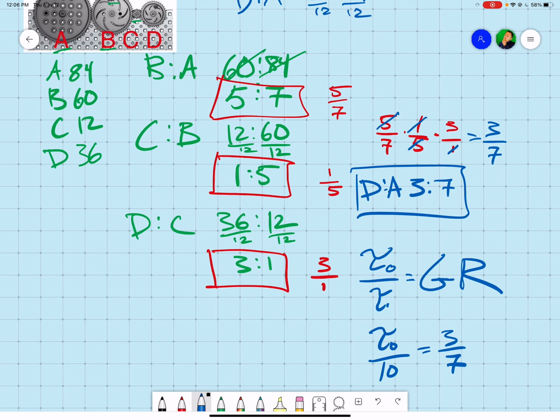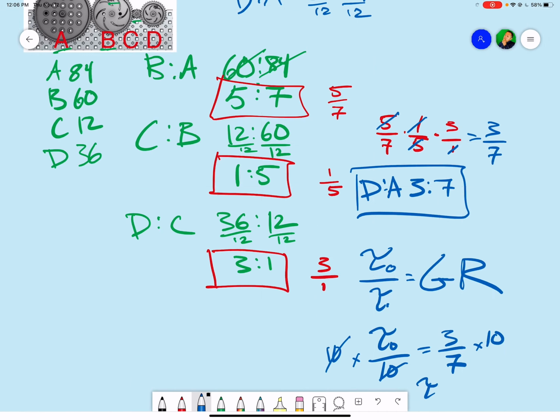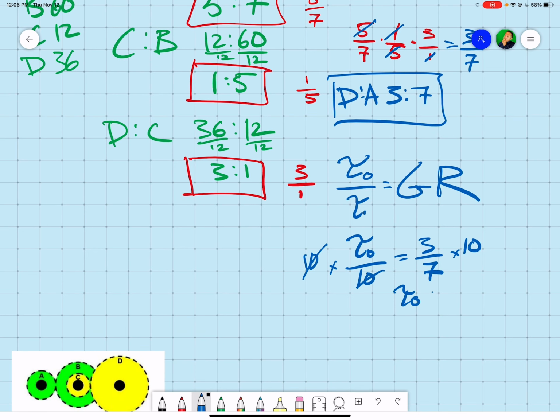Okay, so I multiply both sides by 10, that's gone, and my torque is going to be 30 divided by 7 in this case, and you can divide it out to get your number, which I get like a 4.28. Whatever your numbers are, you'll have to substitute in to get your output.